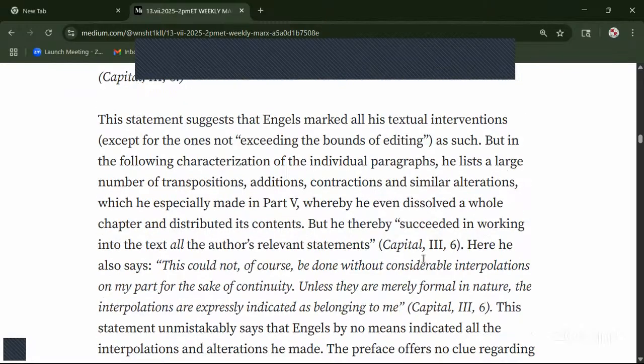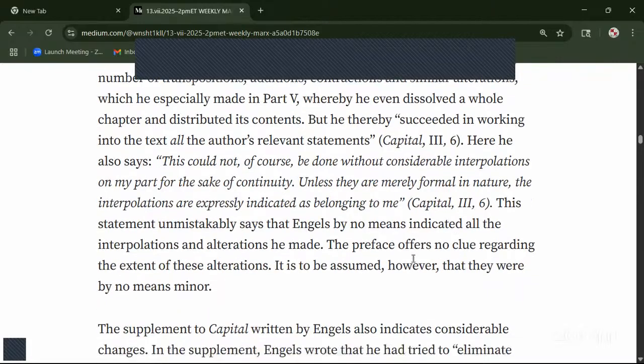But he thereby succeeded in working into the text all the author's relevant statements. Here, he also says, "this could not, of course, be done without considerable interpolation on my part for the sake of continuity. Unless they're merely formal in nature, the interpolations are expressly indicated as belonging to me." This statement unmistakably says that Engels by no means indicated all the interpolations and alterations he made. The preface offers no clue regarding the extent of these alterations. It is to be assumed, however, that they were by no means minor.